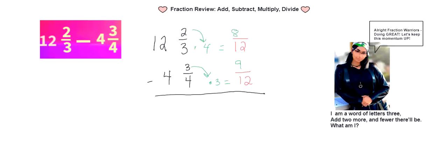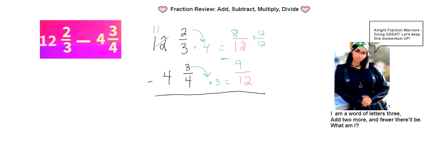We've got 8 minus 9, which will be negative, right? We're subtracting 8 minus 9. So what we can do is come over to this 12 and borrow 1. So we can make this an 11. And when you borrow 1, all you're doing is adding 12 over 12, because 12 over 12 is 1.